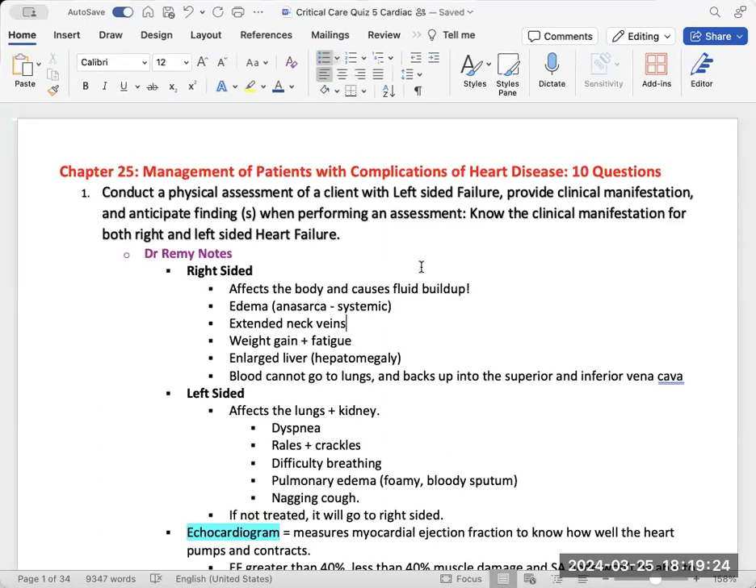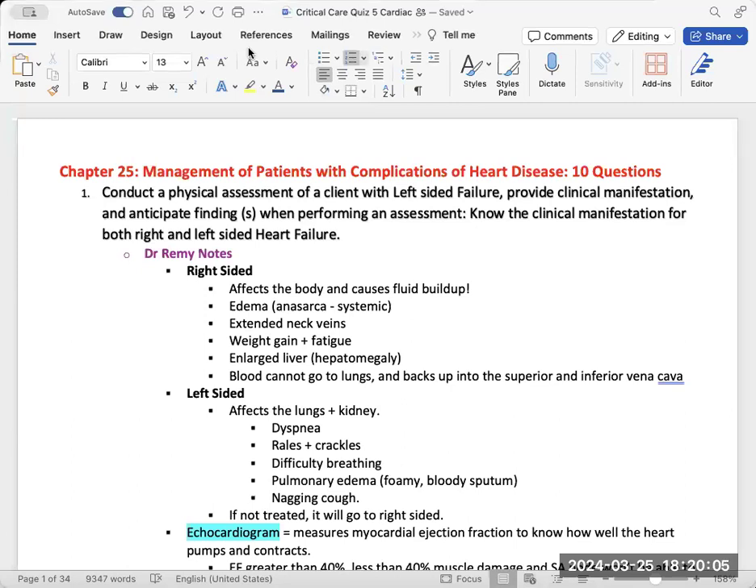As a result, we're going to see body fluid buildup, so we're going to see edema. We're going to see distended neck veins, or JV distension, right? We're also going to have weight gain and fatigue. And we're also going to have an enlarged liver, so hepatomegaly. Those are our symptoms for right-sided heart failure, right? So we're thinking about systemic problems, which we also call systemic congestion, right?